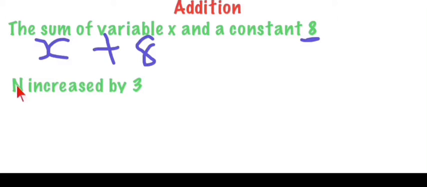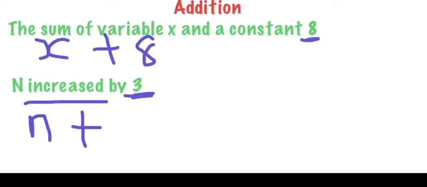Similarly, next is n increased by 3. That means n is a variable which is increased. Increased means plus. Increased means something is being added, that thing has been added more. So n plus 3, I have to write 3. So the algebraic expression for this will be x plus 8, and similarly for n increased by 3 will be n plus 3.